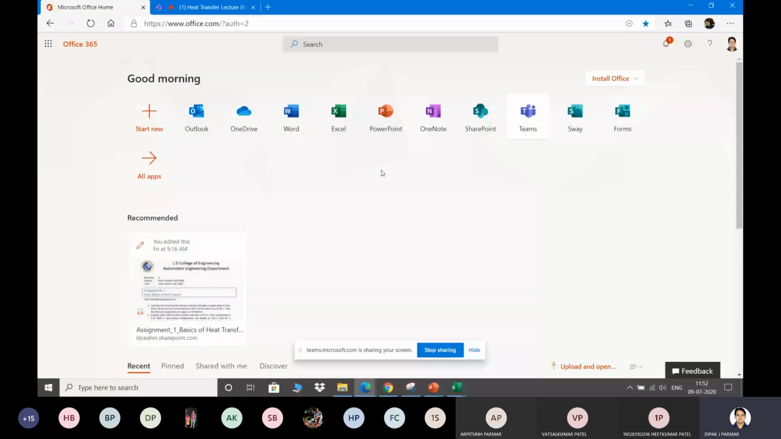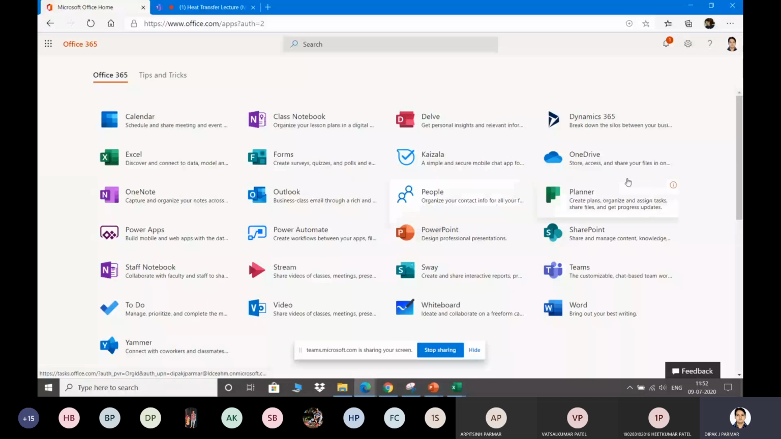Here you have a number of applications. You can see Outlook, OneDrive, Word, Excel, PowerPoint, Notes, SharePoint, Teams, Sway, Forms, and all apps. There are many more apps. When you are online with your Microsoft password and login, you can use all these apps online. Suppose you want to use Excel, you click on Excel, and it will open. You can do the calculation in that.